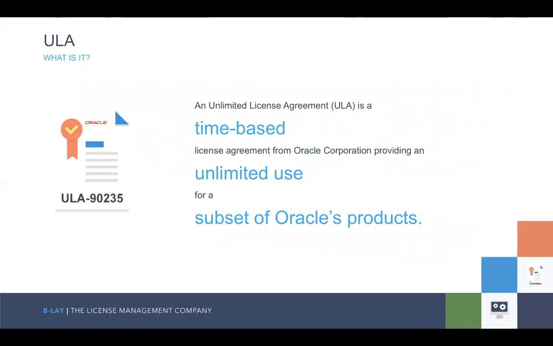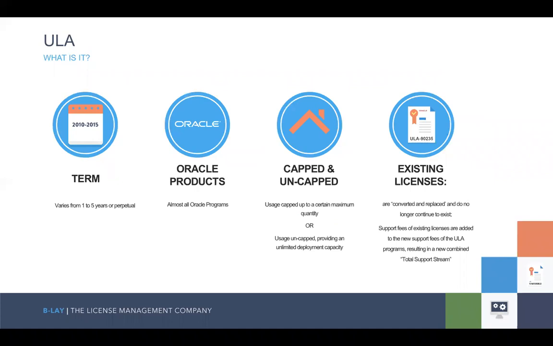that you should be aware of before, during, or after you enter into a ULA from Oracle. If we look at the term of a ULA, then typically the term is in a period from 1 to 5 years. So that means you can have an unlimited license agreement for the period of 1 year, 2 years, 3 years, 4 years, or 5 years.